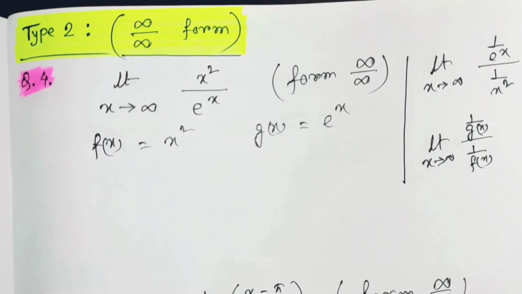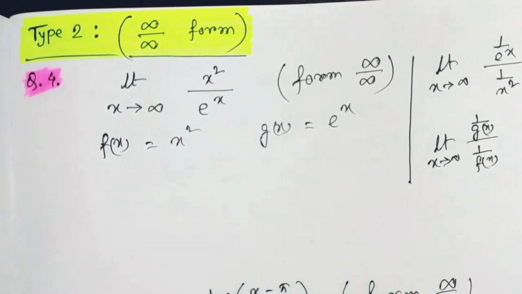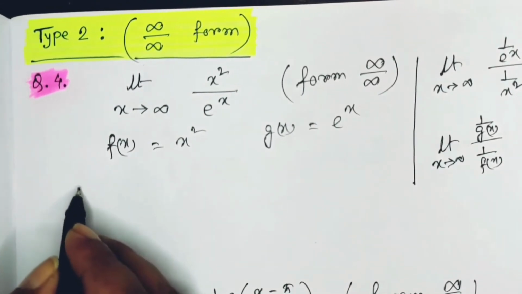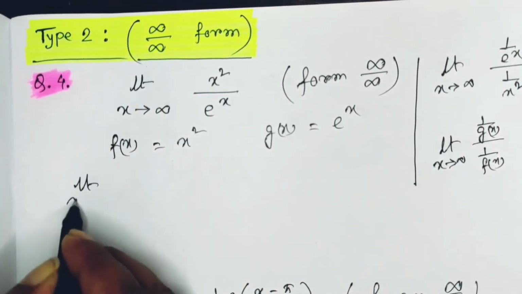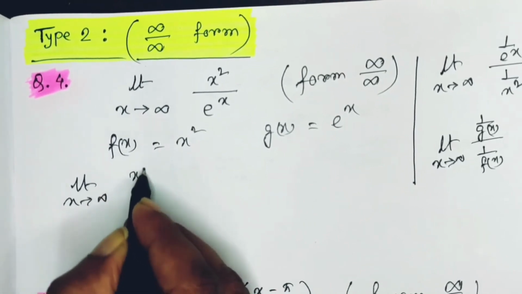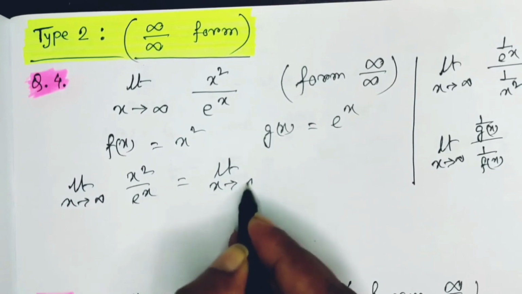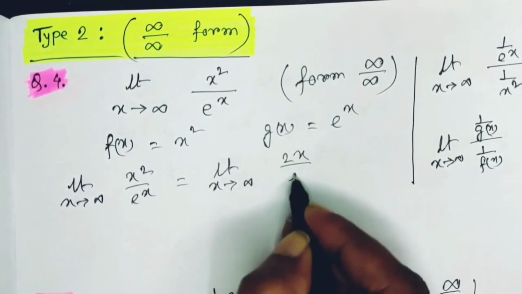I told you that if the form is infinity by infinity, then we will do the same process. No change is required. That means it is not at all required to convert it into the 0 by 0 format. So here we take the limit x tends to infinity of x square divided by e to the power x. We take the derivative of the denominator and numerator both.